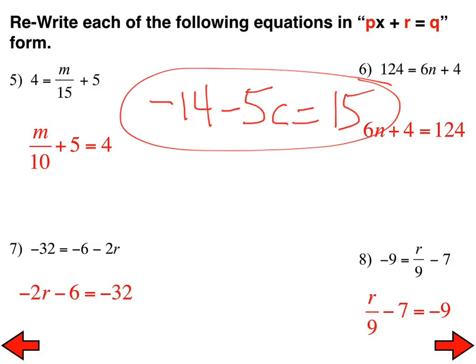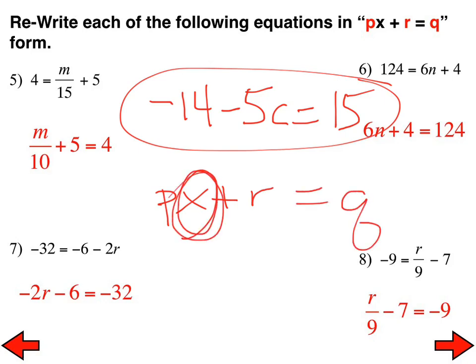All right, so what should that look like then? Negative 14 plus negative 5c equals 15. Okay, so all you did was add the opposite. That's not in the form px plus r equals q. The variable part that we are solving for has to be written first. So what you did is you added the opposite. That's a good start, but that's not in the right form.